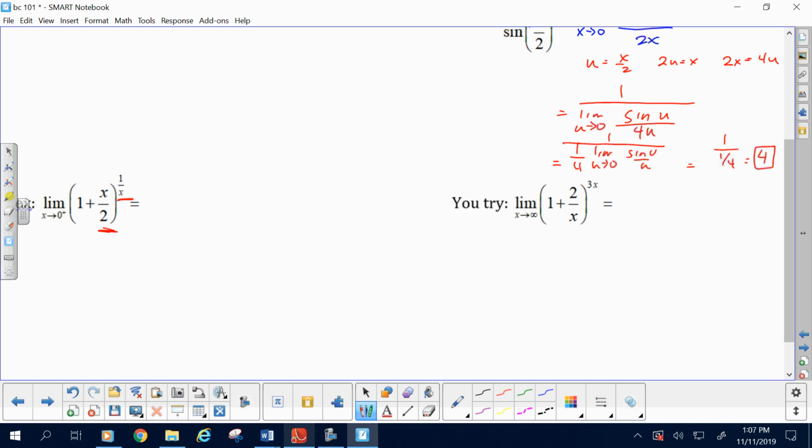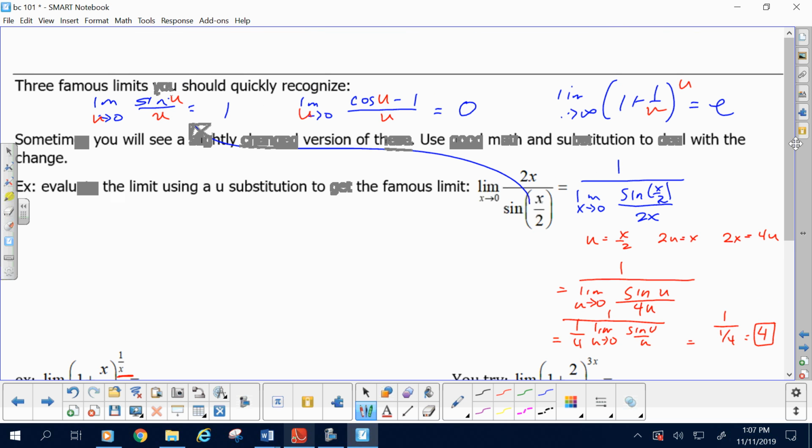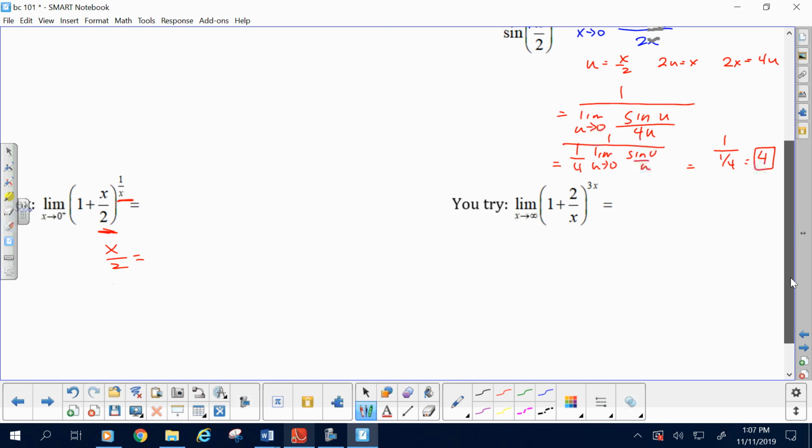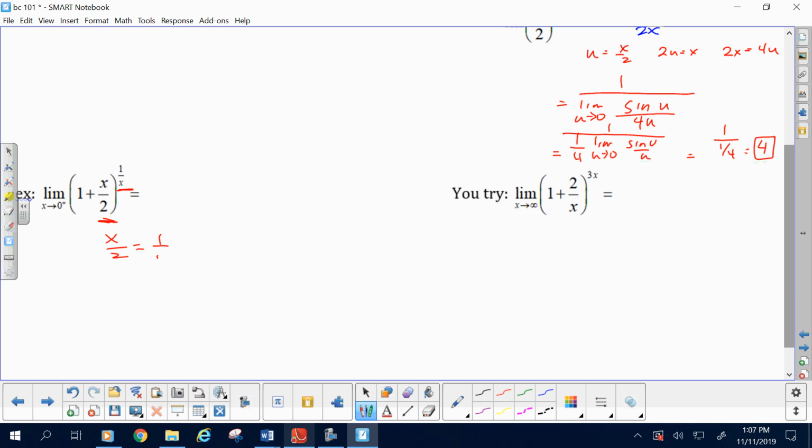Okay, so x over 2 should become what? 1 over x over 2? What are we shooting for? 1 over u. The definition is that it should be 1 over u there. So we're going to let x over 2 equal 1 over u. That implies then that this inside becomes 1 plus 1 over u. Awesome. All right. What about 1 over x? What does that equal?